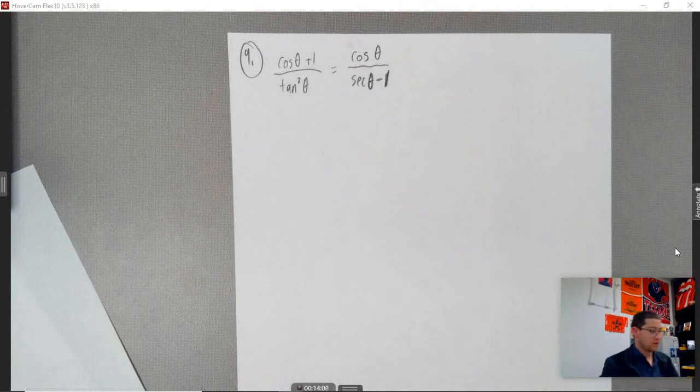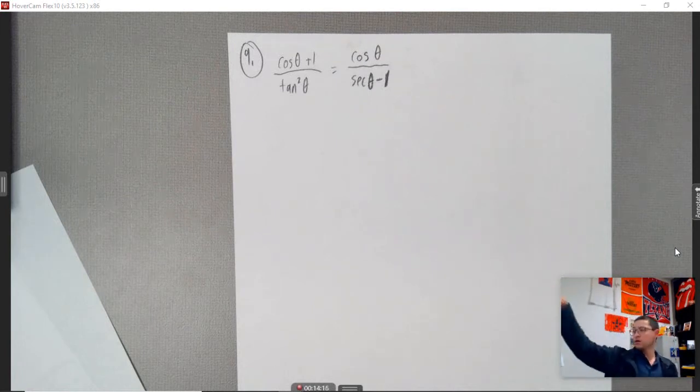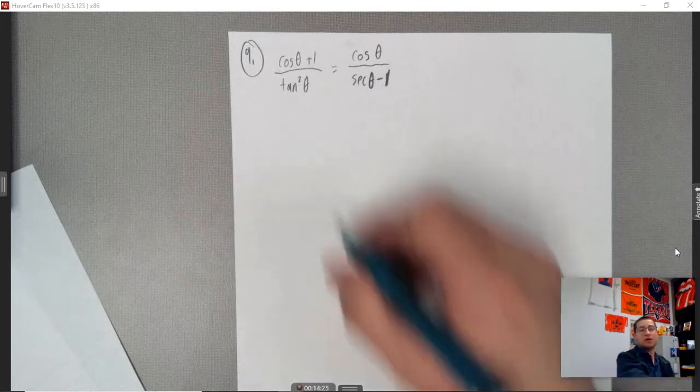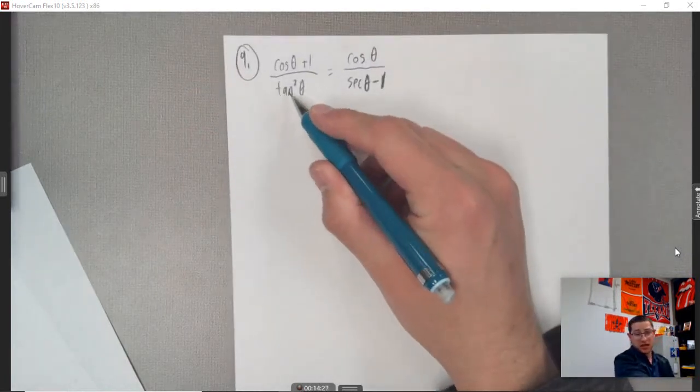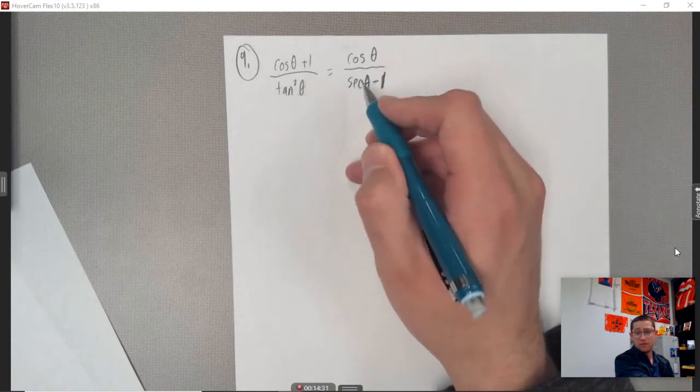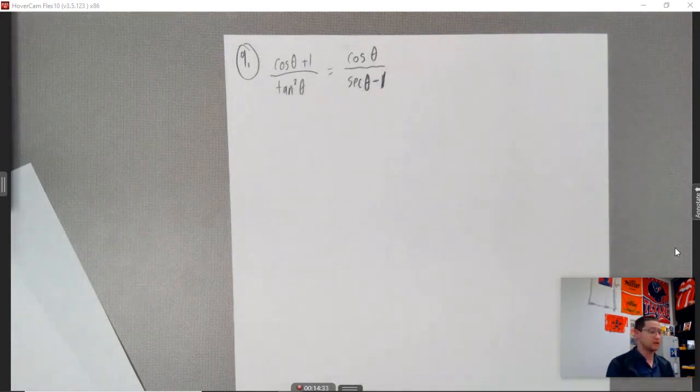So over here, on number 9, what we're working with, we'll just get a quick refresher. On this one we also have another one where we're going to try to introduce that new denominator. So if you notice, I have tangent squared here. I just want secant minus 1. I just want that. So I'm going to try to introduce that.